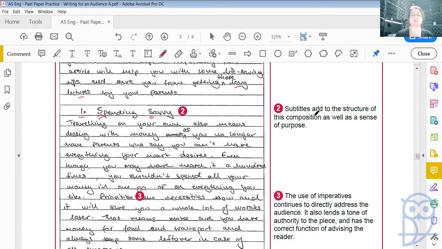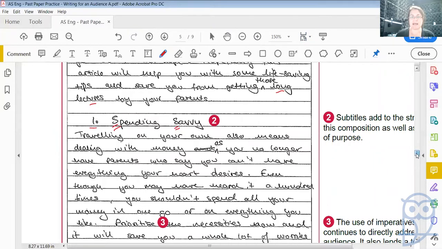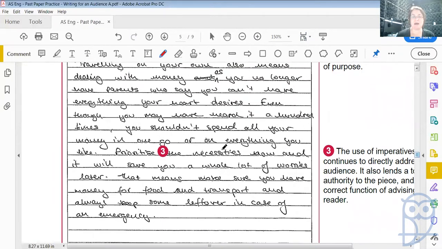Okay, so spending savvy. "Traveling on your own also means dealing with money, as you no longer have parents who say you can't have everything your heart desires. Even though you may have heard it 100 times, you shouldn't spend all your money in one go on everything you like. Prioritize the necessities now, and it will save you a whole lot of worries later."